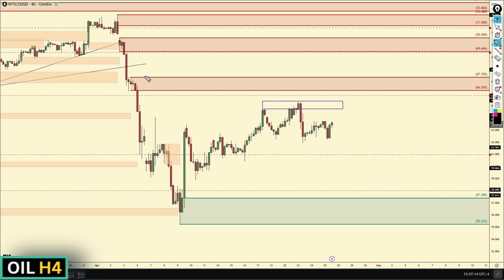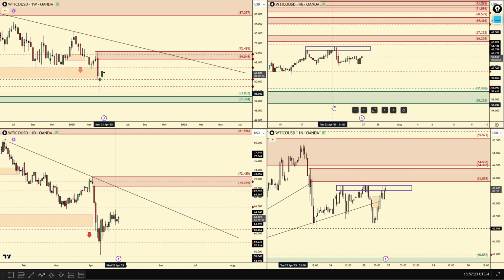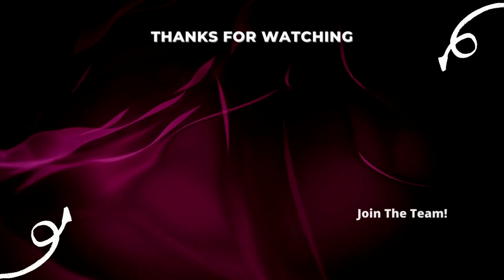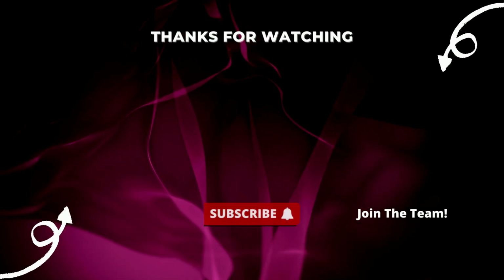But at the end of the day, there are some supply zones above with liquidity traps on the 4 hour and the 1 hour chart here in oil, so many supply zones to look for potential quick little short trades here on crude oil.